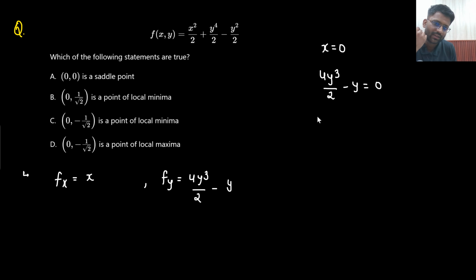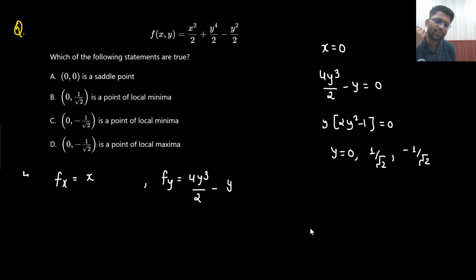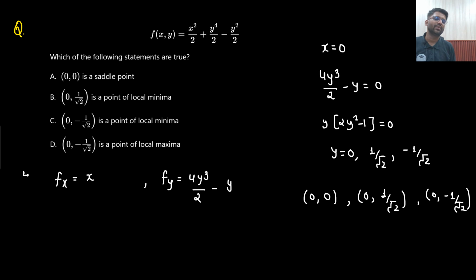So what answers am I getting? Here y will be common. So this is nothing but 2y cube minus y. So y will become common. This will become 2y square minus 1. So the value of y you are getting is 0, 1 by under root 2 and minus 1 by under root 2. So what will be your points of consideration? x equals 0, y equals 0; x equals 0, y equals 1 by under root 2; and x equals 0 and y equals minus 1 by under root 2. These are your points of consideration.